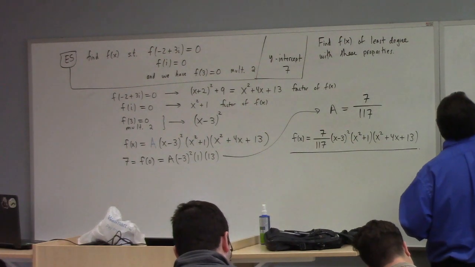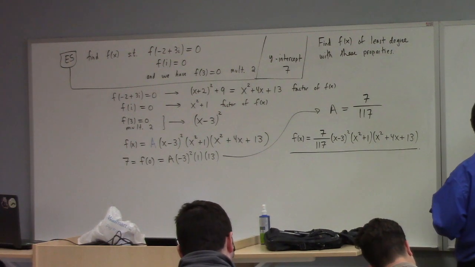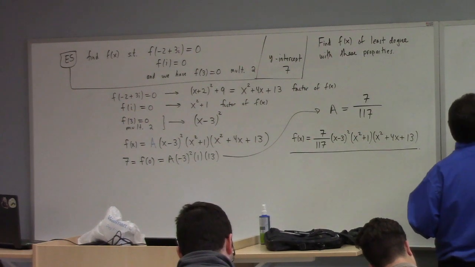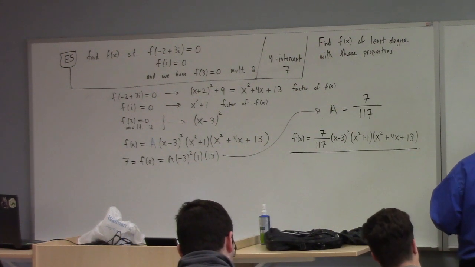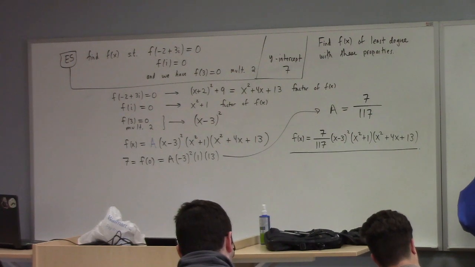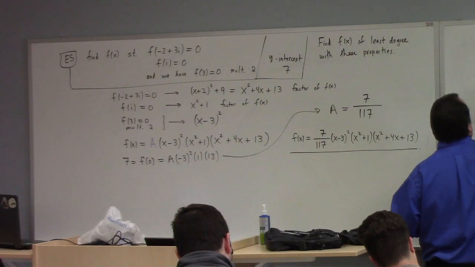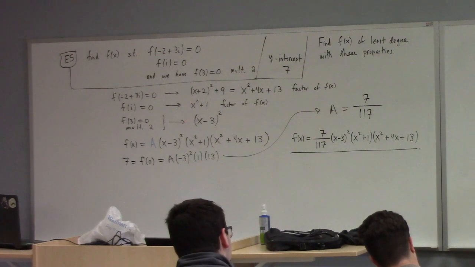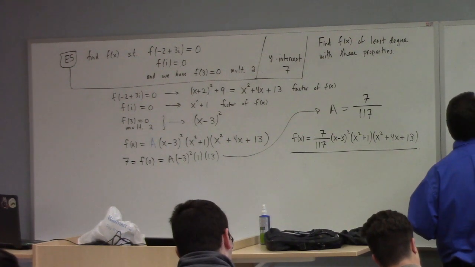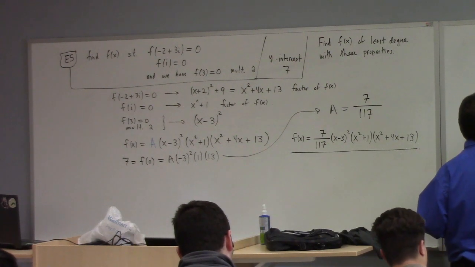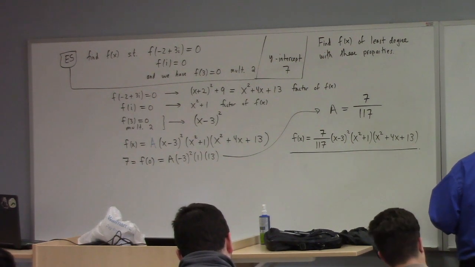Number 1: factor f of x completely, if plausible. Number 2: draw the sign chart for f of x.